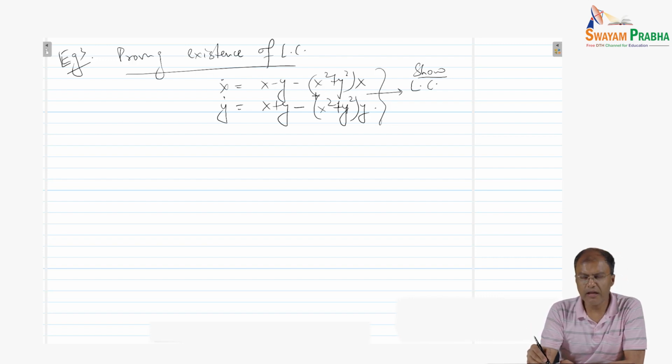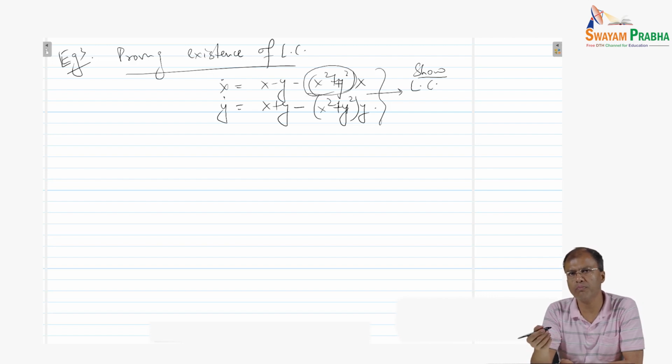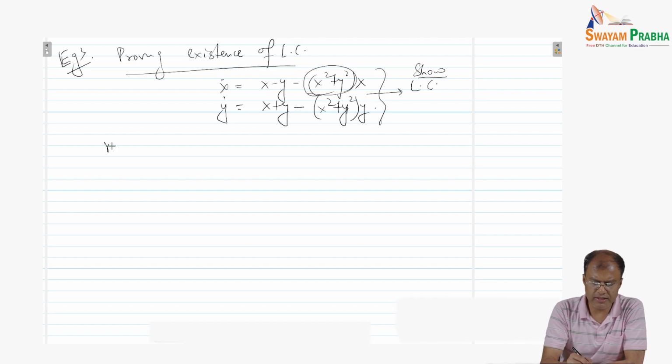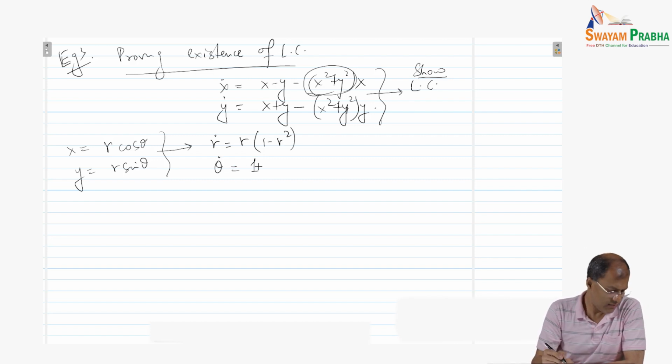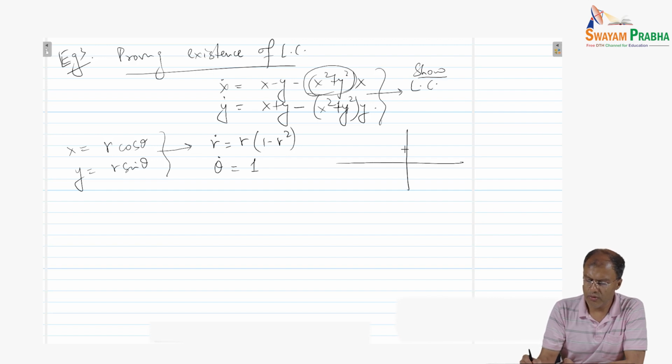The fact that this particular problem has these terms x square plus y square suggests that we could possibly use polar coordinates, right? So if we change x to r cos theta and y to r sin theta, we see that my new variables are r dot is r times (1 minus r square), and theta dot is 1, right? And in this scenario, we will have to figure out that there is a limit cycle. So now we have a much simpler system.